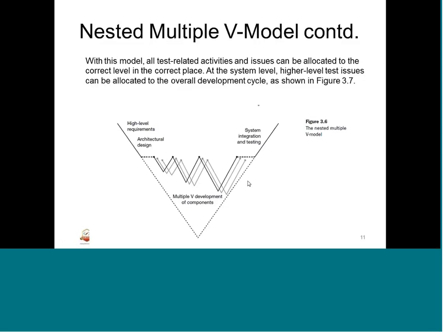So this principle can be repeated for components that are too big or too complex to develop as one entity. For such a component, an architectural design activity is carried out to determine which subcomponents are required. We need to have an architectural design, so that will identify how many subcomponents are required to make the system work. So this also could result in another V model. Within the V model, we can have another V model. So that is why it is called a nested V model.